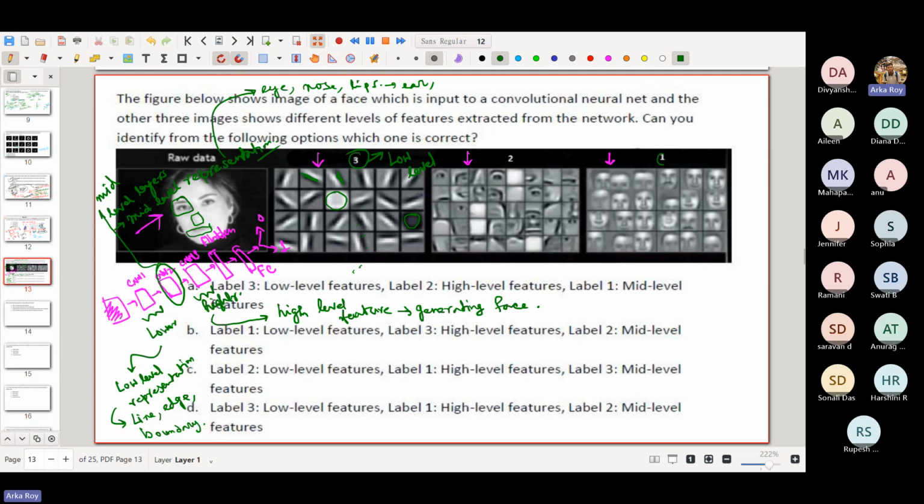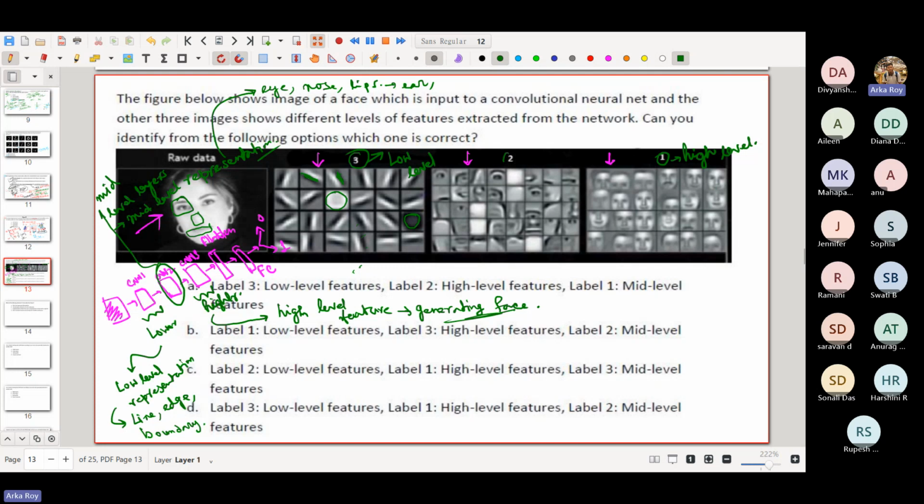In option 1, in level 1, you can see that the model is now able to generate the faces, which is basically required for face recognition task. So you can see that this has to be a high level feature. By high level feature we mean, as we have already talked, that this tries to generate the faces. So these are high level features.